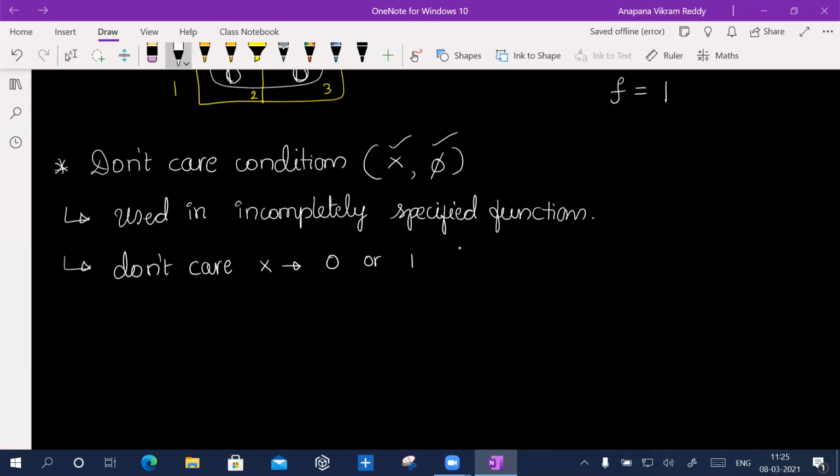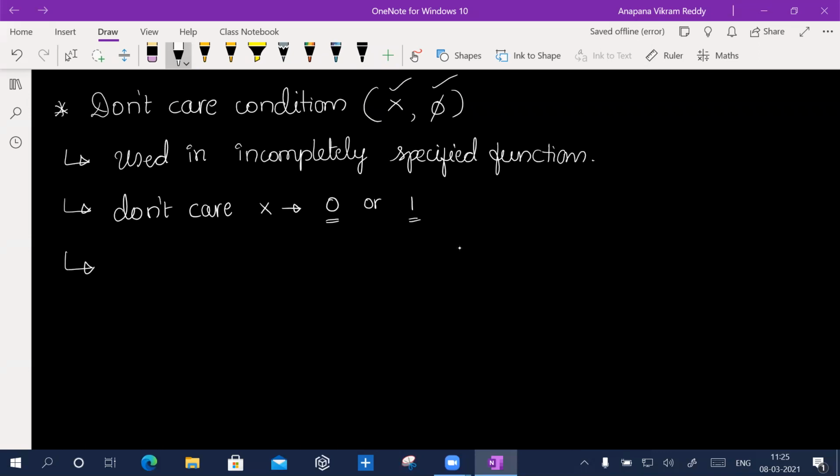You will come to know: if you want to deal with max terms, choose this one. If you're dealing with min terms, choose this one. That's it. Now, one more important point.